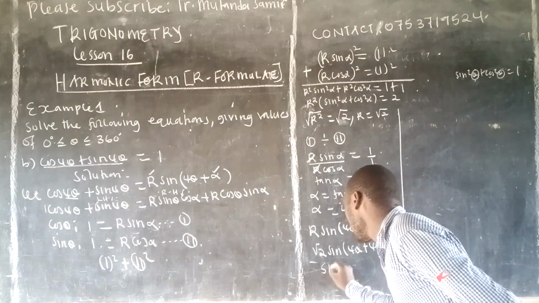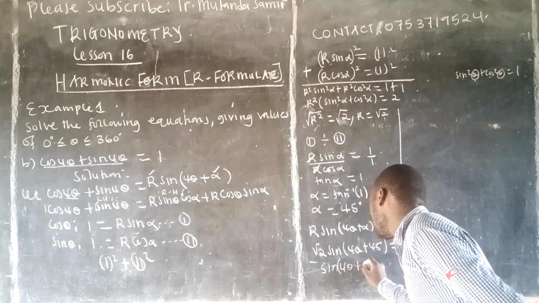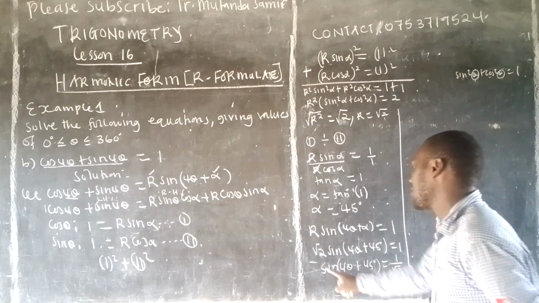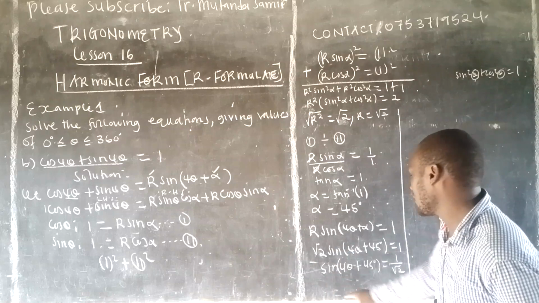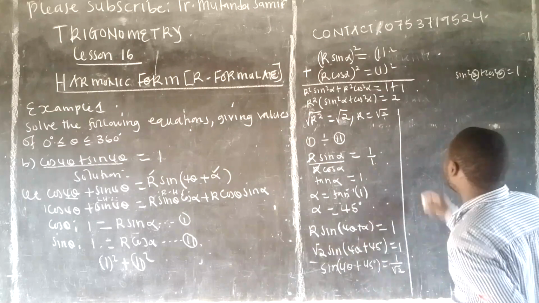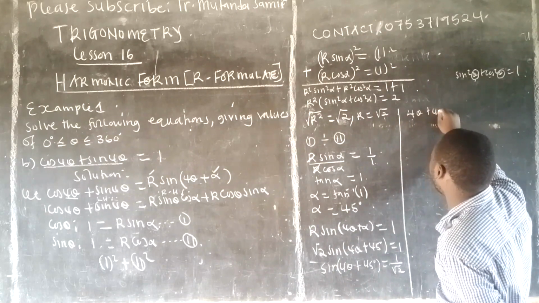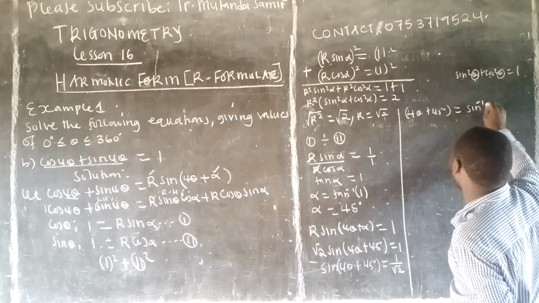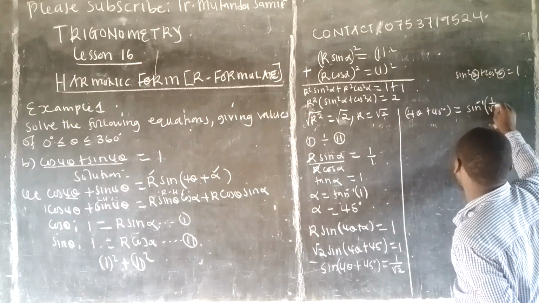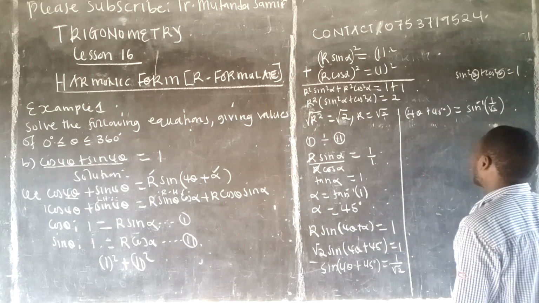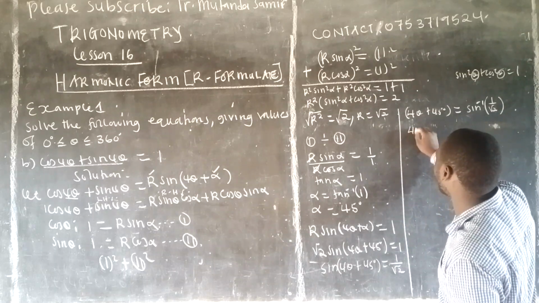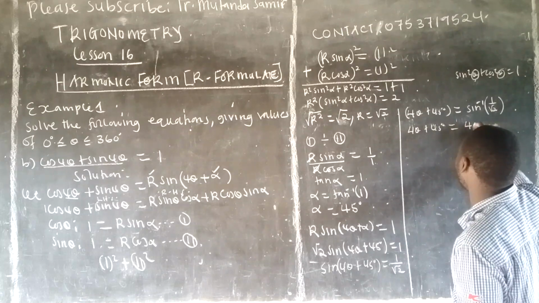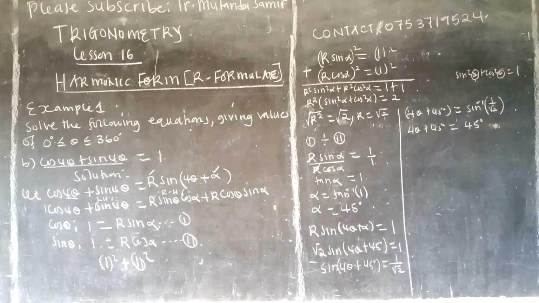This will now be sin(4θ + 45) = 1/√2, after dividing both sides by √2. Here it cancels, then you have that. So next we shall have 4θ + 45 equal to sine inverse of 1/√2. Sine inverse of 1/√2 on your calculator will give you still 45 degrees.